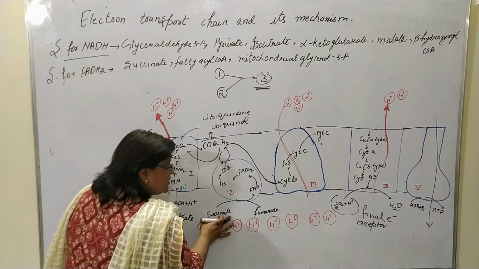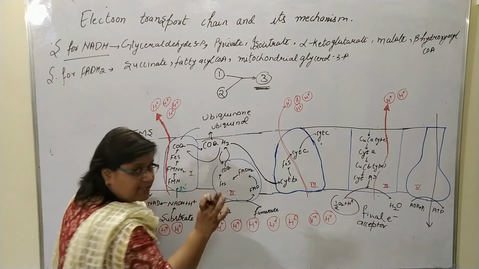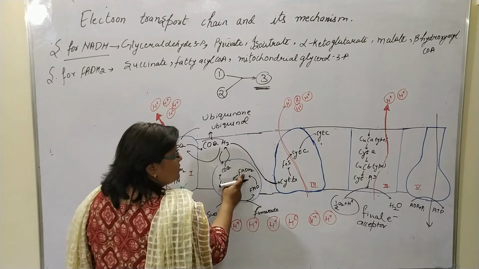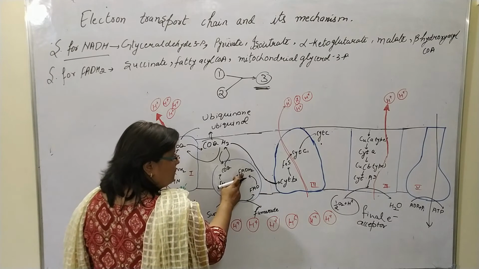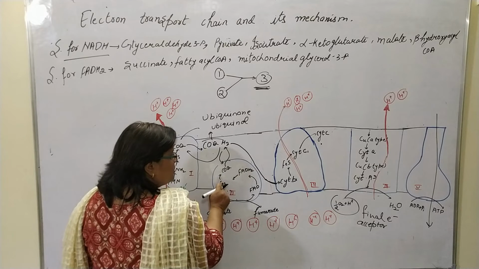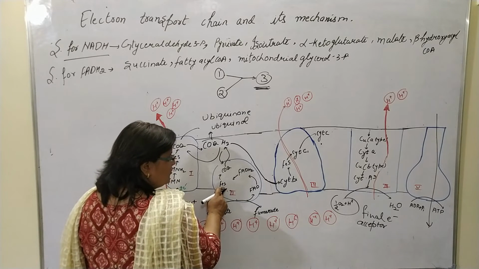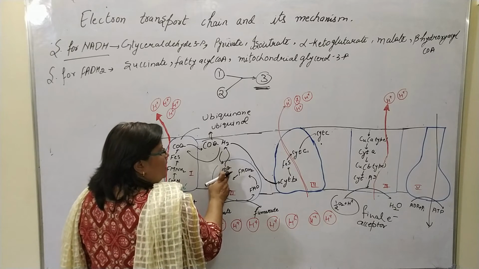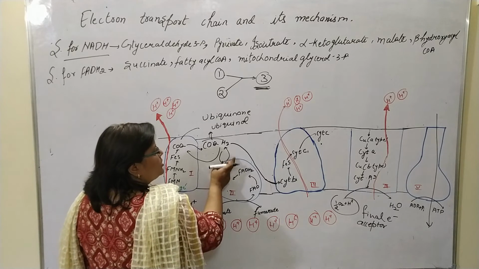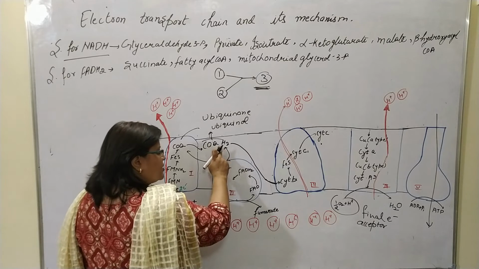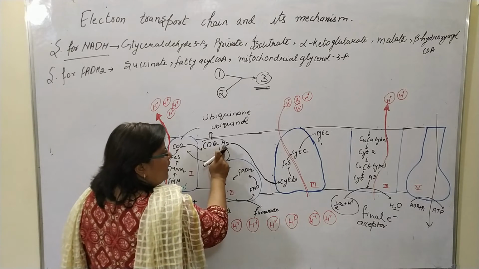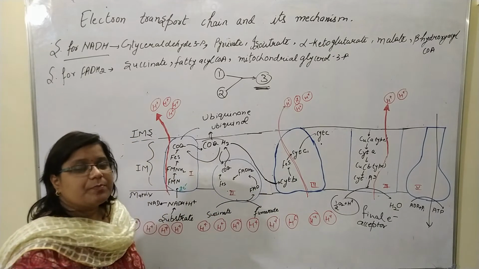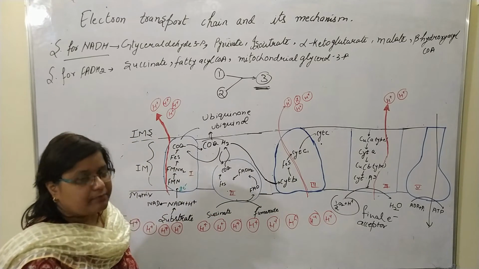Succinate is converted into fumarate, and during this FAD is converted into FADH2, and these two electrons are passed to the iron sulfur protein, and these two electrons are taken by the ubiquinone. This ubiquinone, taking the two electrons, converts into ubiquinol and returns back into ubiquinone, and the two electrons go to the cytochrome B, which is present in complex 3.